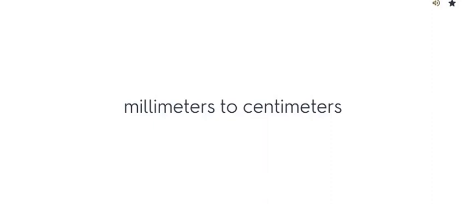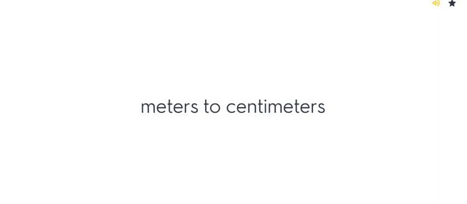Millimeters to centimeters. Divide by 10. Centimeters to millimeters. Multiply by 10. Meters to centimeters. Multiply by 100. Centimeters to meters. Divide by 100. Millimeters to meters. Divide by 1000.